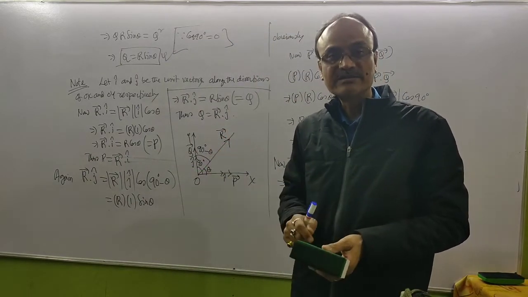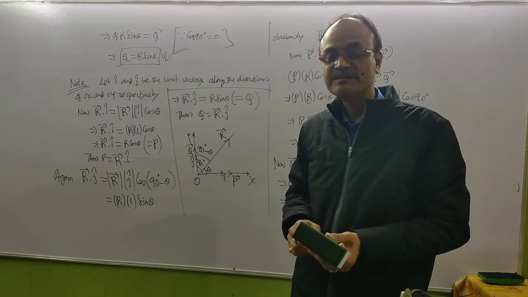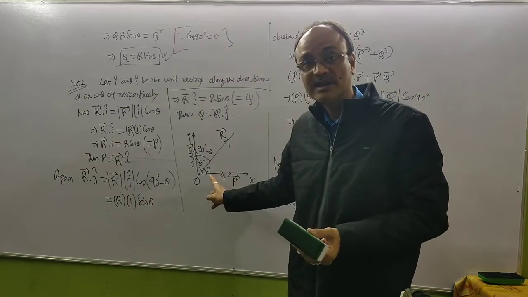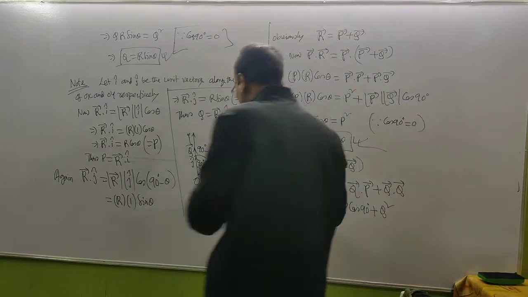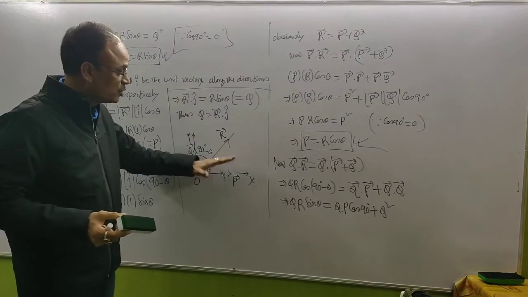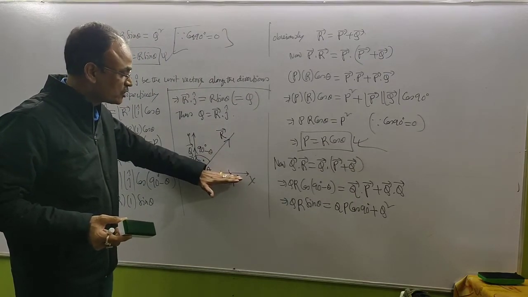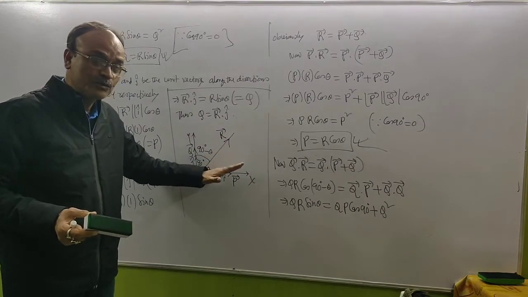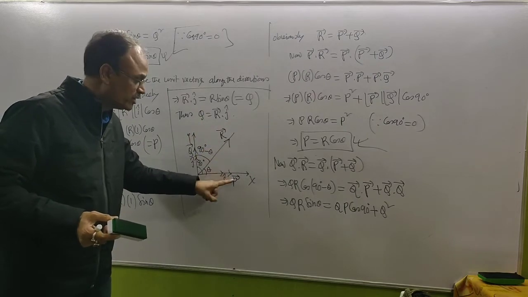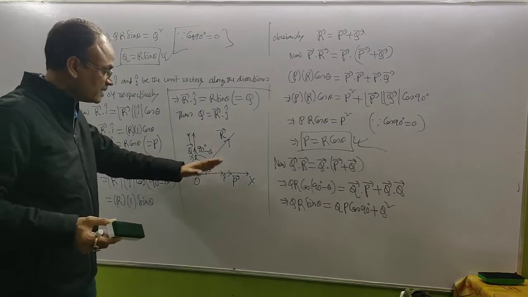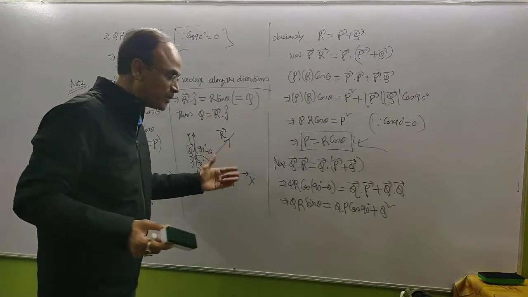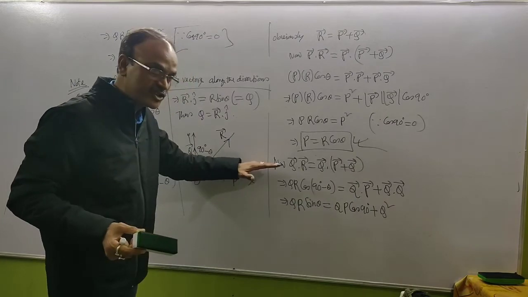What we have established here? To find the resolved part of a force in any direction, in this direction the resolved part is P. To find the resolved part of a force in any direction, we have to find the dot product of the force and the unit vector along the direction. R vector dot i cap, we get the resolved part of the force R in this direction.